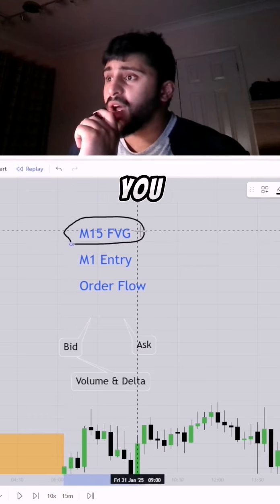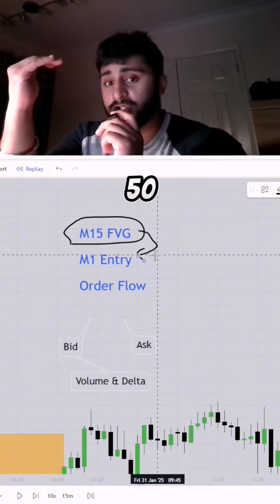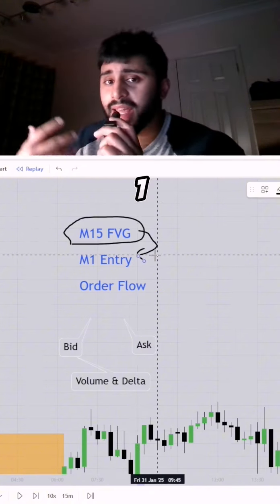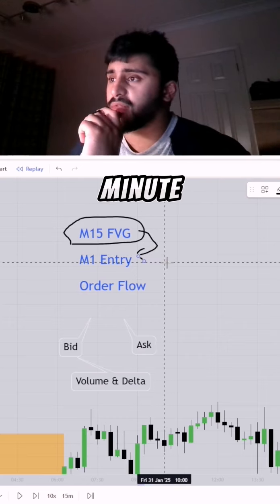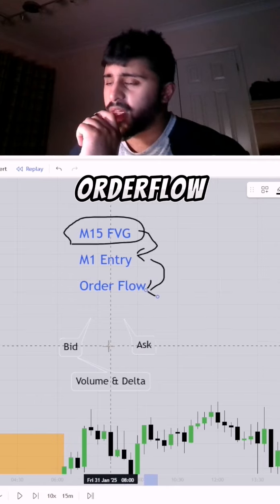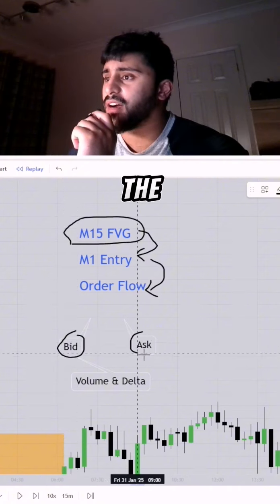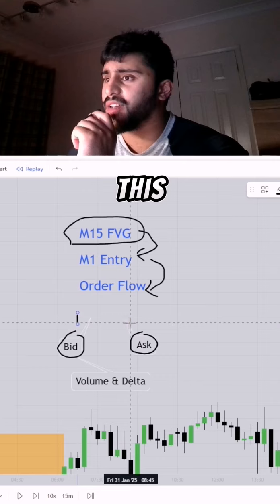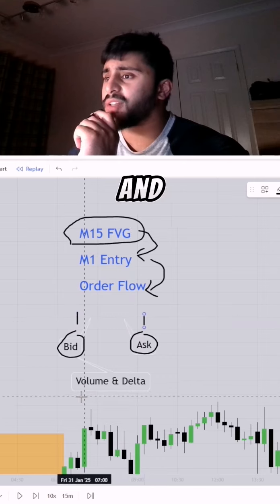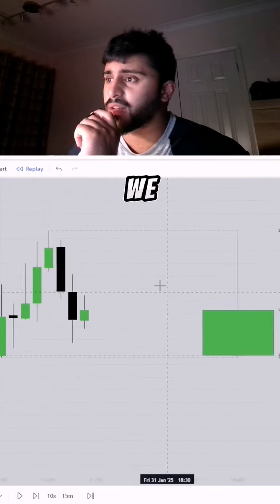Then you have to wait for the price to come into the 1 minute on the 15-minute fair value gap. So you're waiting for a 1 minute entry inside of the 15-minute fair value gap. And you are then confirming everything with the order flow. And the order flow is really simple. It is the bid and it is the ask. So we have sellers on this side and we have buyers on this side. And we're simply reading volume and delta. So let's go to the charts now and see how we can apply this.